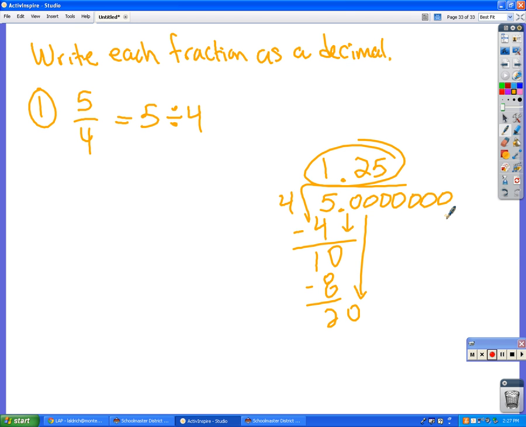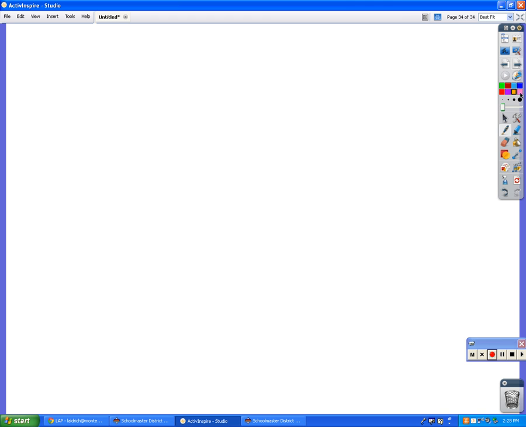Wait, so why can't we just divide 5 by 4? That's what we just did. You made it into a decimal. That's what you get when you divide 5 by 4, you get a decimal, 1.25. So if you divide 4 by 5, it's a different decimal, that's 0.8. 4 divided by 5 is 0.8.